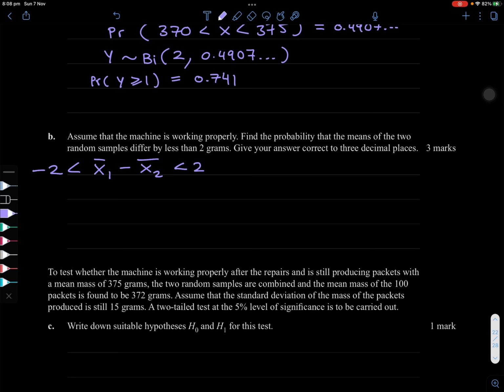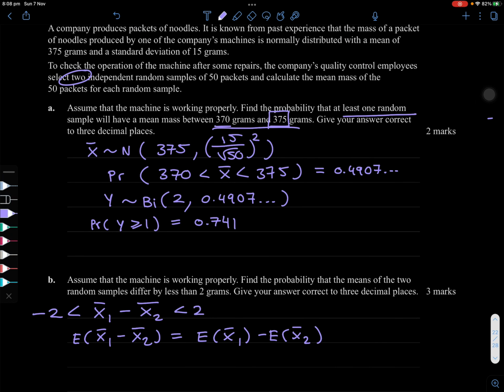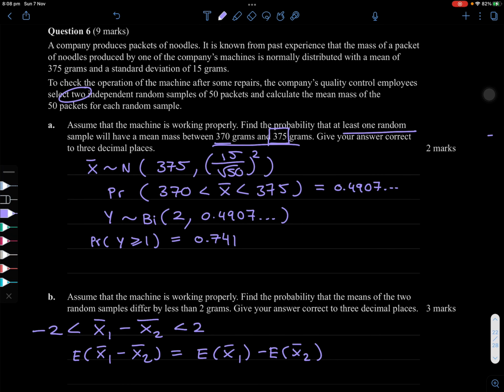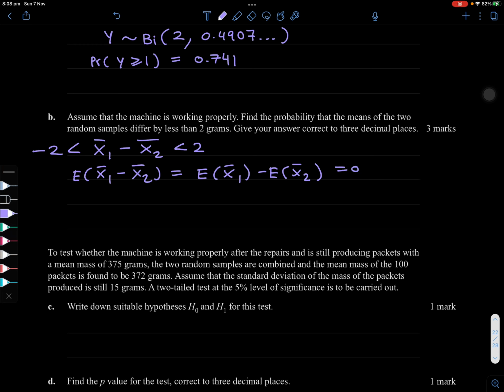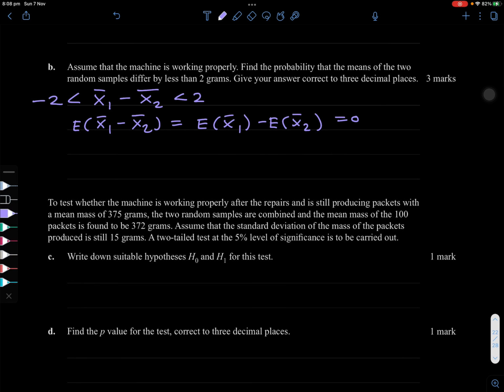But in order to figure this out, we need to actually work out the mean of this. The expected value is just the mean of each one separately, and you subtract them. Now the mean of the first one is 375, and the second one is 375, so this is 0. The other piece of information we need is the standard deviation. We can't calculate the standard deviation directly, but we can calculate the variance, and then square root it. This is equal to the variance of the first one, plus, since the -1 gets squared and becomes +1, the variance of the second one.